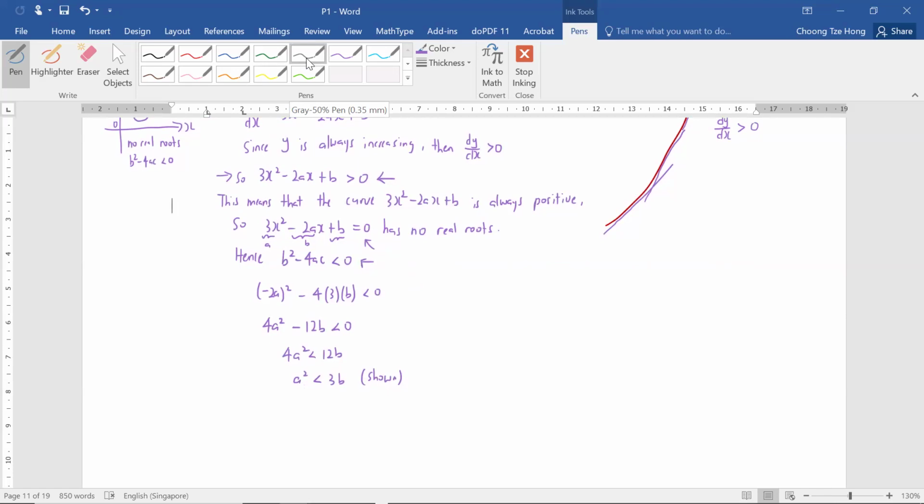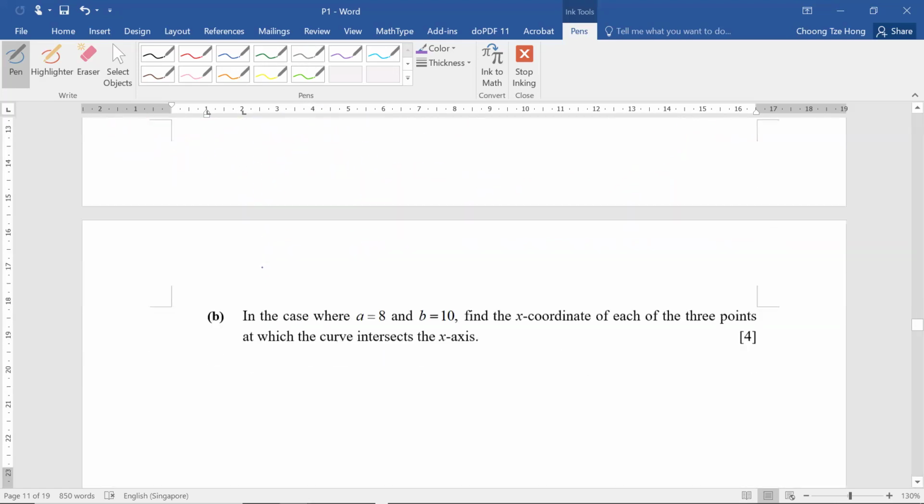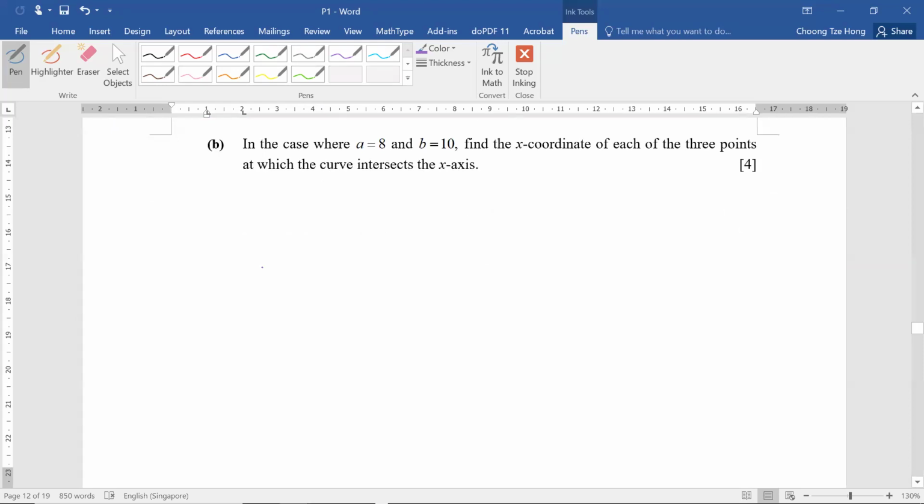All right. Okay, so let's look at part B of the question. In the case where a equals 8 and b equals 10, find the x-coordinate of each of the 3 points at which the curve intersects the x-axis. While doing A math, if you find that part A is very difficult, move on to the next part B. Sometimes, or most times I would say, part A and part B may not be related. So although you can't do part A, you can still do part B.